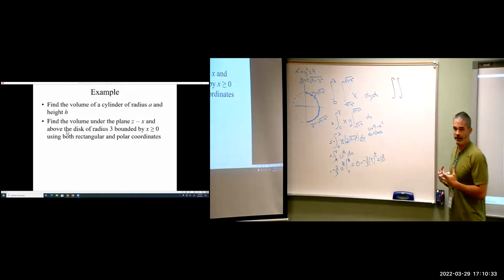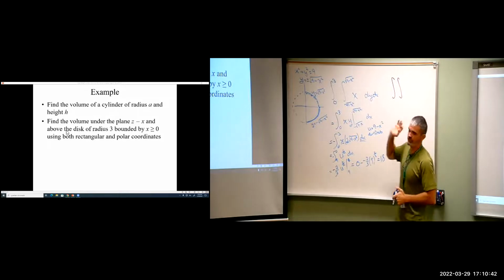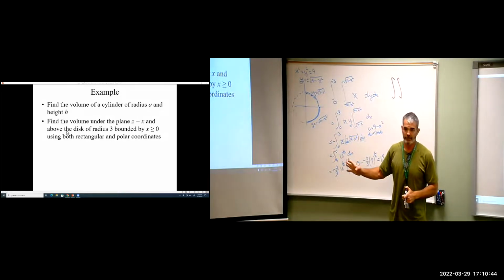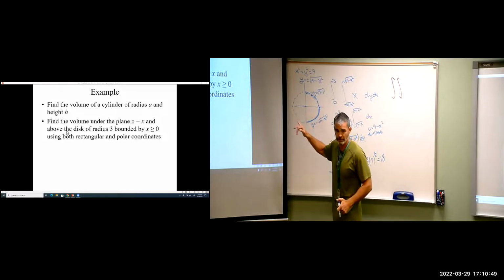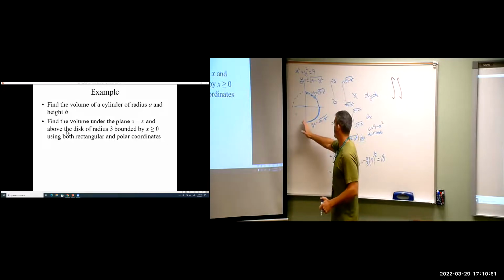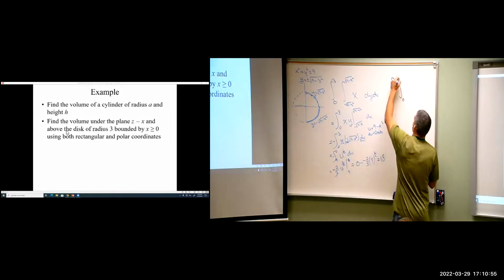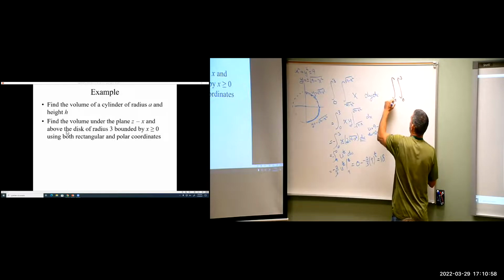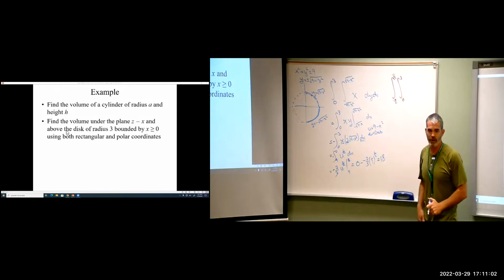Okay. Now the nice thing about polar is it handles circles very easily. Because all we have to do is take into account that the radius goes from 0 to 3, and the angle goes from negative pi over 2 to pi over 2. So 0 to 3, negative pi over 2 to pi over 2, and we could actually switch that order if we wanted to, because they're both constants.